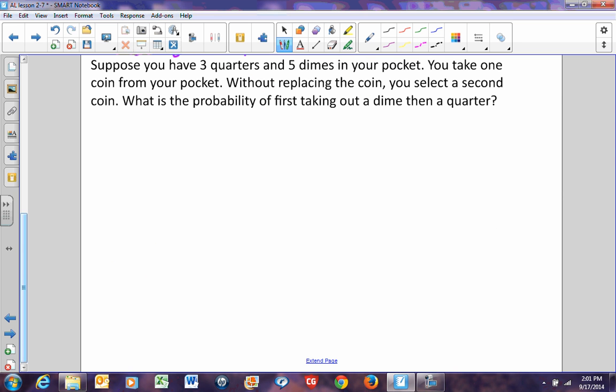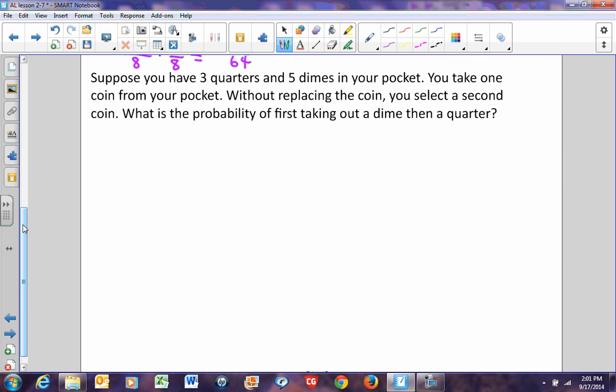This last problem. Suppose you have 3 quarters and 5 dimes in your pocket. You take 1 coin from your pocket, but we don't replace it this time. Key word here is, or key phrase, without replacing the coin. So we have not replaced the coin. What is the probability of taking out a dime and then a quarter? Now this becomes dependent because the second draw out of the pocket depends on what we drew the first time. So this is a dependent event. So we have a dependent event here. So this is going to be the probability of dime, then quarter.